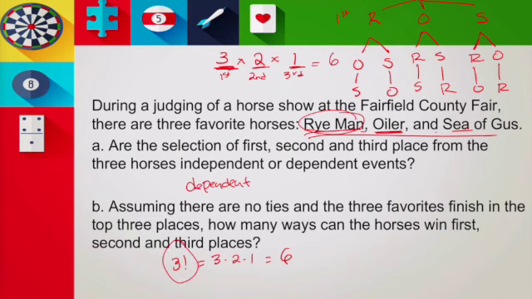Or you can just do 3 factorial, or you can do a little diagram showing the spots first, second, and third, and say, okay, how many options are there for this? How many options are there for second once I've picked first? And how many options are there for third?